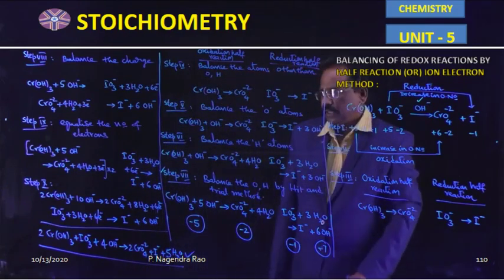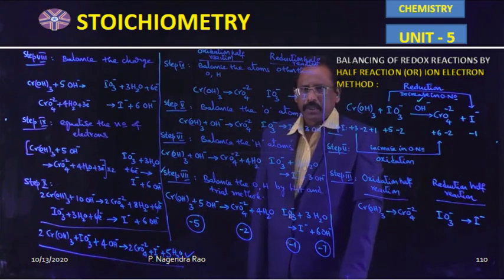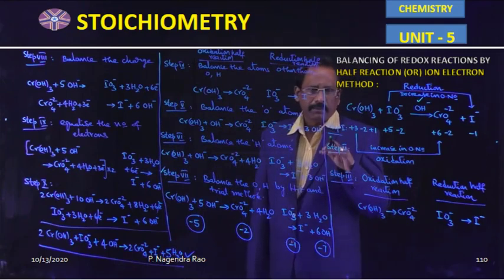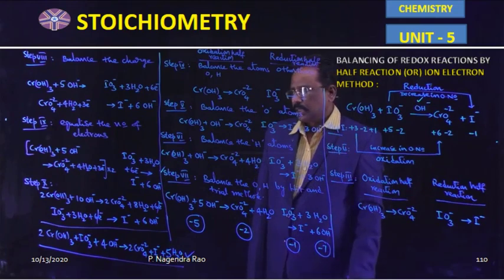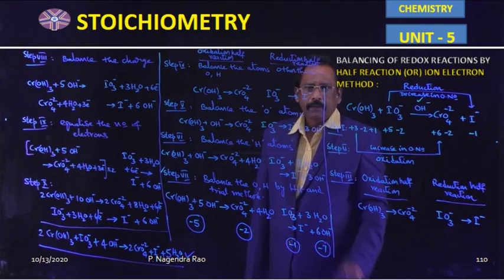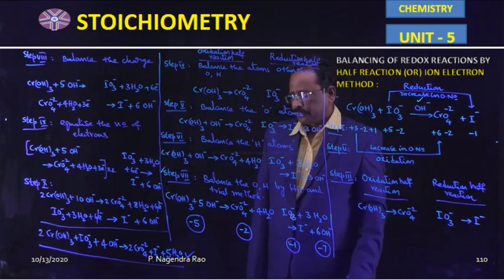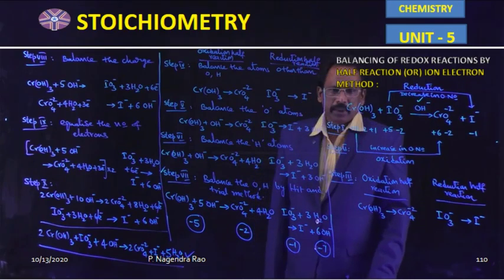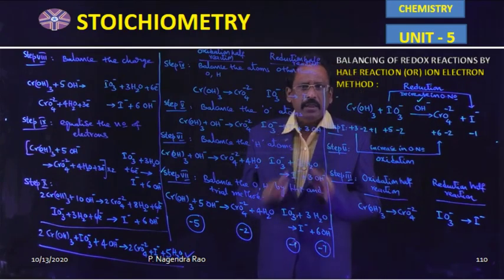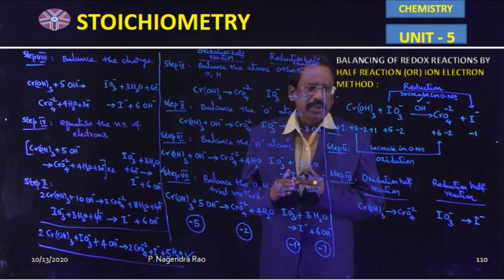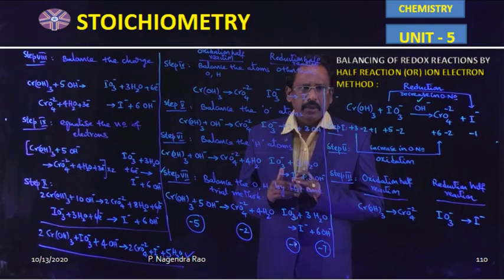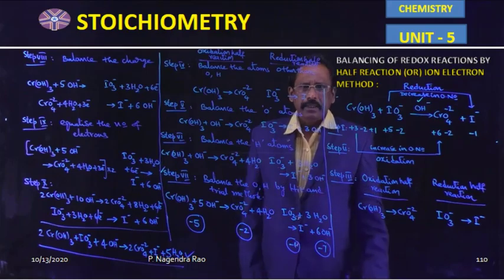So this is a very important example for intermediate public examination purpose or in objective bits also. So this is about the balancing of redox reactions by using the half reaction method or ion electron method, both in acidic medium and alkaline medium.